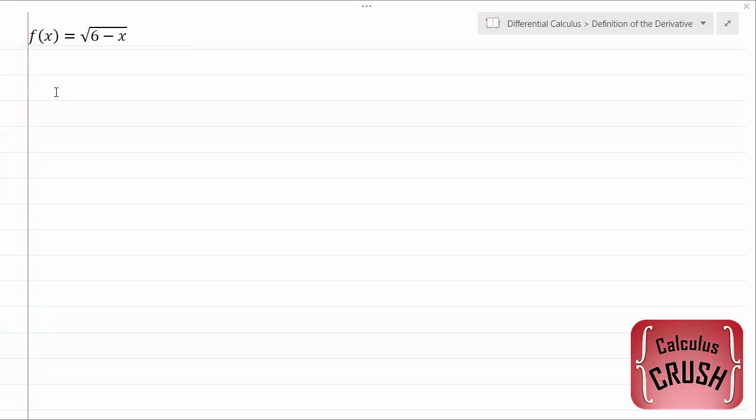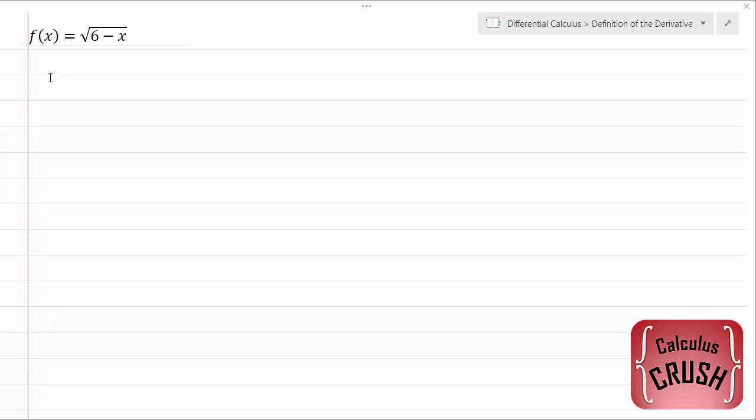Today we're going to be taking the derivative of the following function, f of x equals the square root of 6 minus x. But we're not going to be using the chain rule here. We're going to be using the definition of the derivative, the most basic rule, and this is going to end up being quite a long question. This is a very fast question if you know the chain rule. You can do it in 1 or 2 lines. But using the definition of the derivative, it's going to take a little bit more work.